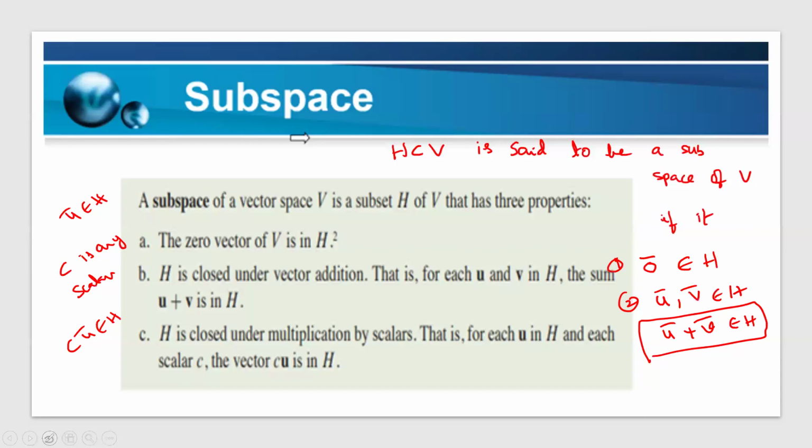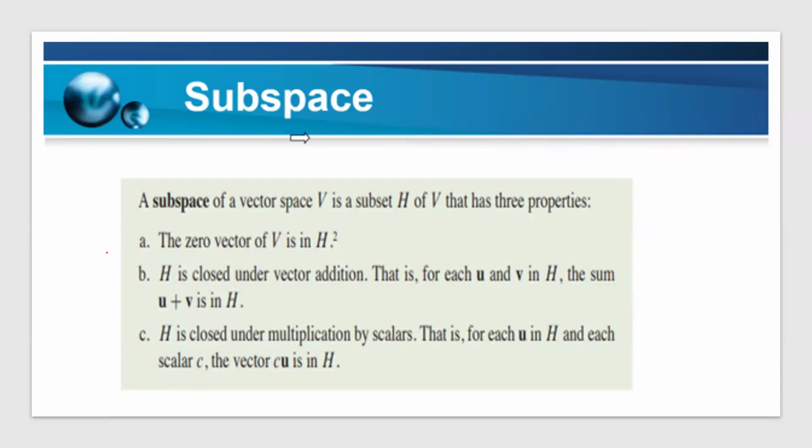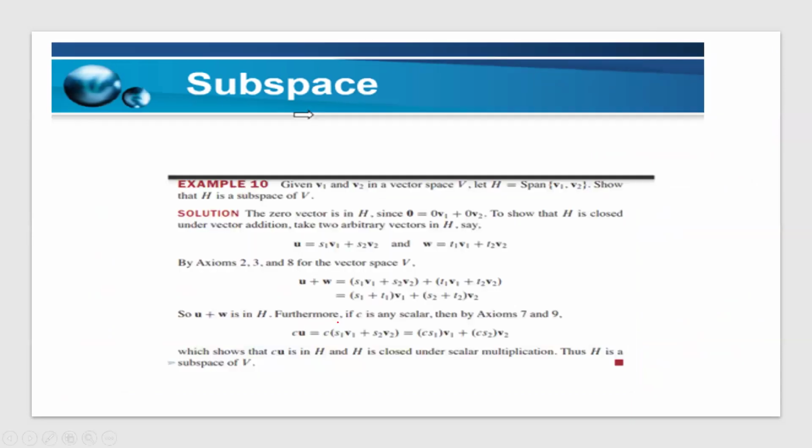So a non-empty set is said to be a subspace if it satisfies three properties. Number one, the zero vector is in H. Number two, the addition of two vectors should belong to H. Number three, a scalar times a vector, the product again belongs to H. If these three properties are satisfied, we can say that it is a subspace. Next, I am going to explain one theorem, which is very useful in solving problems.